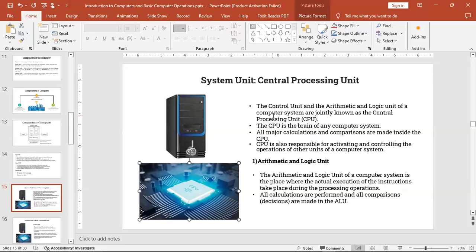So what is the CPU? The control unit and the arithmetic logic unit of a computer system are jointly known as the central processing unit. So the CPU is the brain of any computer system. All major calculations and comparisons are made inside the CPU. The CPU is also responsible for activating and controlling the operations of other units of the computer system.